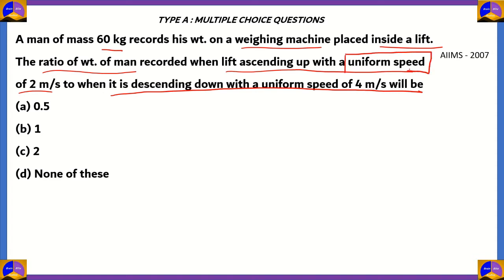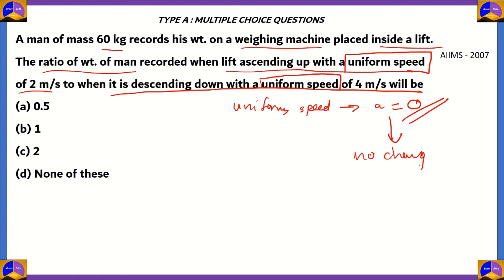You're given uniform speed in both cases. Even when the lift is ascending, it's going at a uniform speed of 2 meters per second. And if it's descending, that is also with a uniform speed of 4 meters per second. So uniform speed of the lift implies that the acceleration is equal to 0. So when the acceleration of the lift is equal to 0, there is no change in the normal reaction.